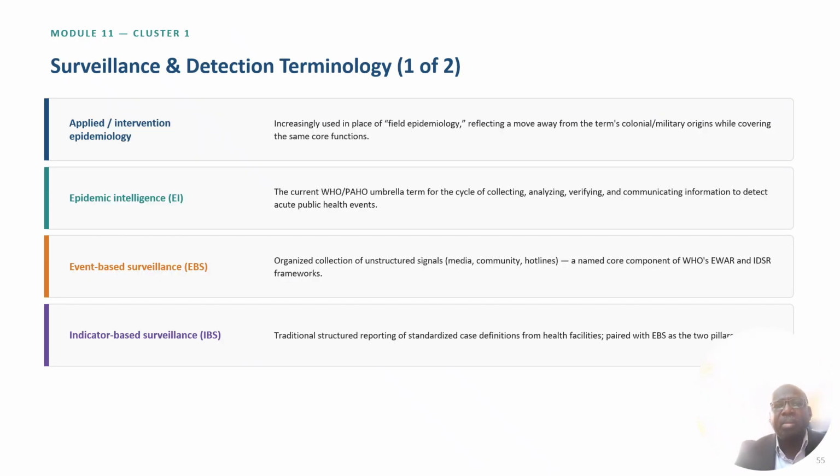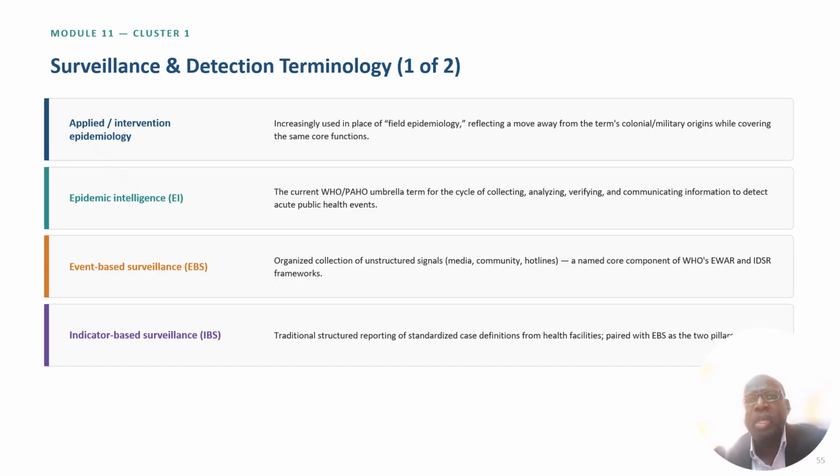Here we have some terminologies regarding surveillance and detection, like applied intervention epidemiology. This is surveillance and detection, with increasing use in place of field epidemiology.